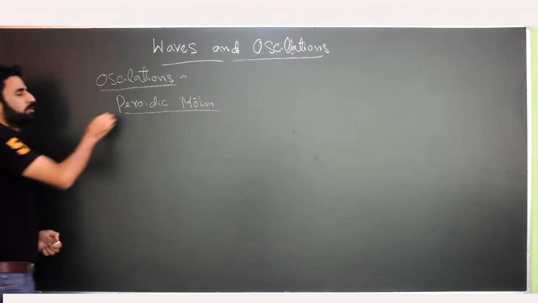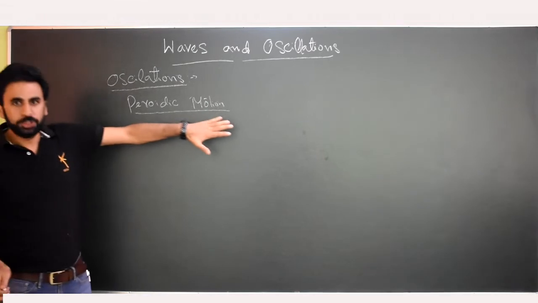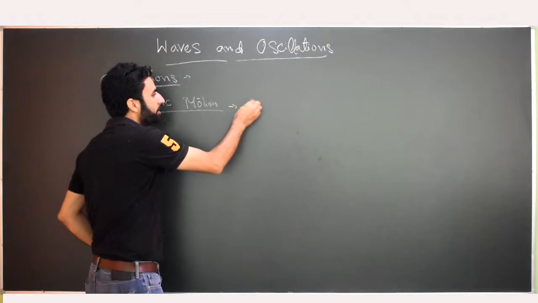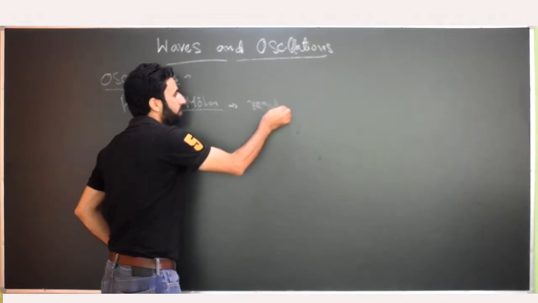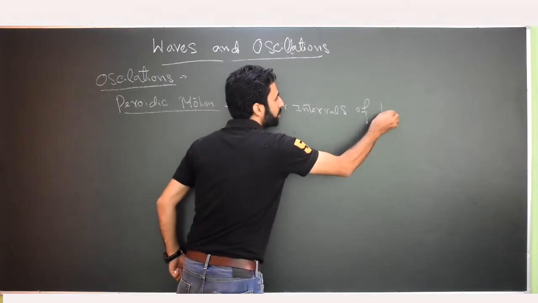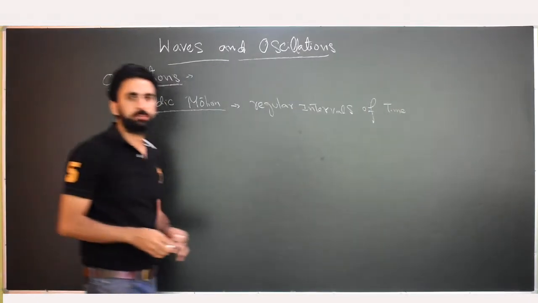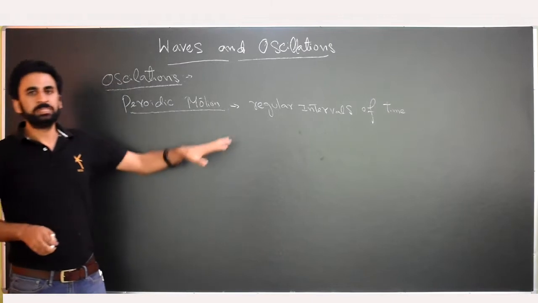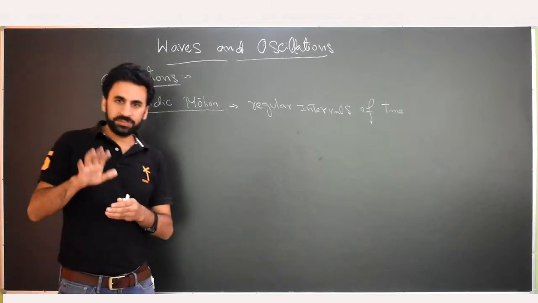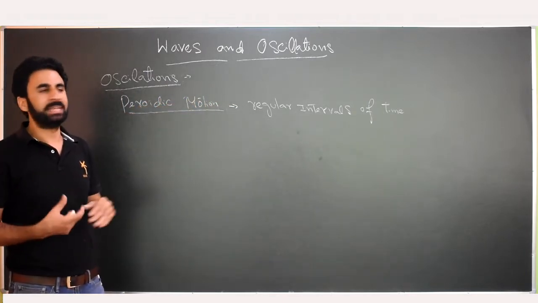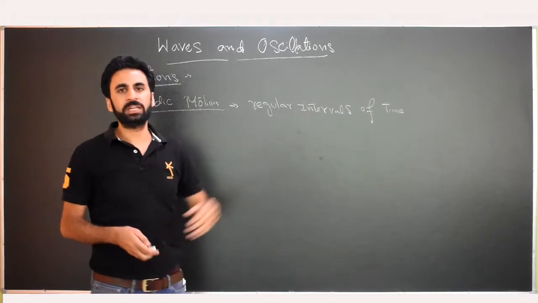Before coming to oscillatory motion, let us define periodic motion. We define it as a motion which repeats after regular intervals of time. So any motion which repeats itself after regular intervals of time is known as periodic motion. The necessary and sufficient condition for a motion to be called periodic is only one thing: it should repeat itself after regular intervals of time.